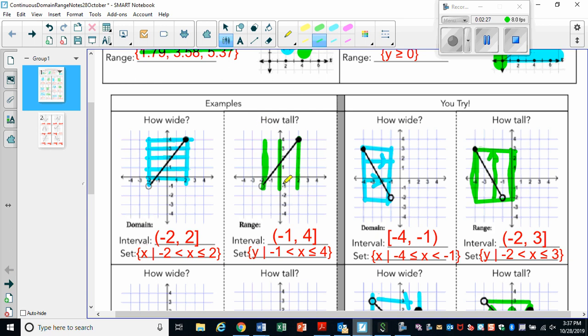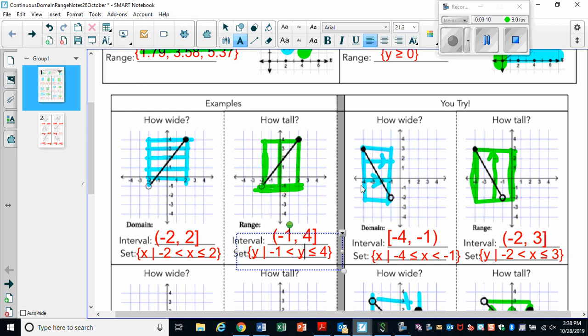Now for the range, again, we read from the bottom, so in this case the bottom value is -1. We don't include it because there's an open circle, thus an open parenthesis, and we use the less than symbol because -1 will be less than y. I misspoke earlier, that's actually a y value, not x. So that's y is greater than -1, or in this case, -1 is less than y, but it's less than or equal to +4.